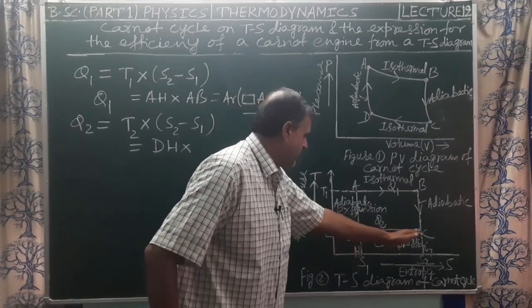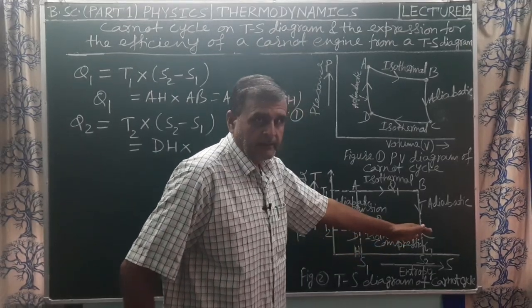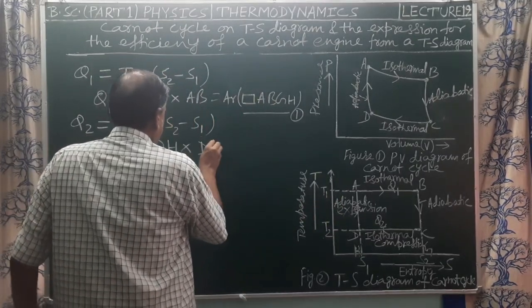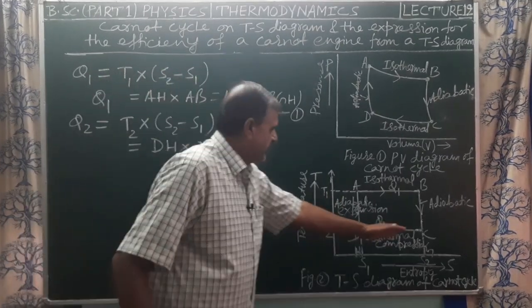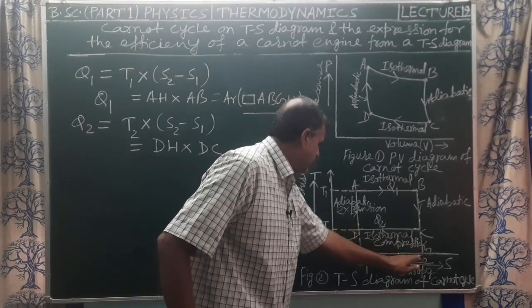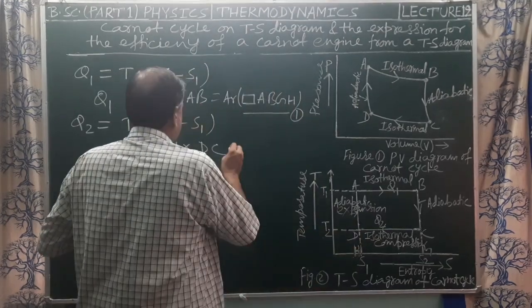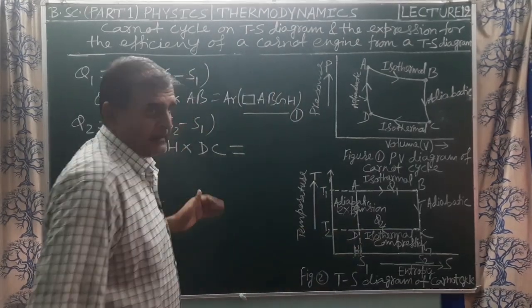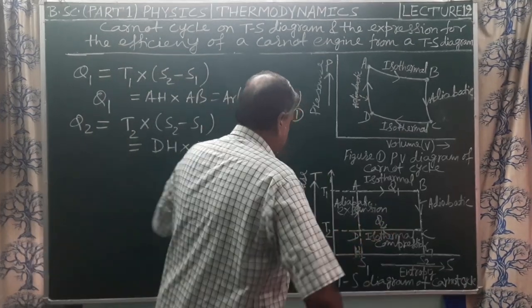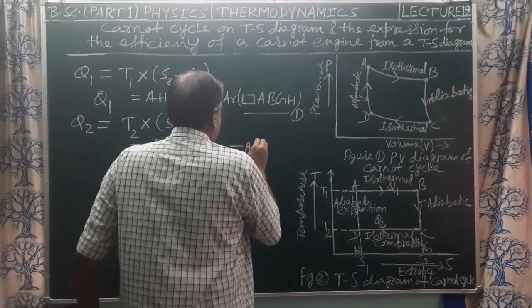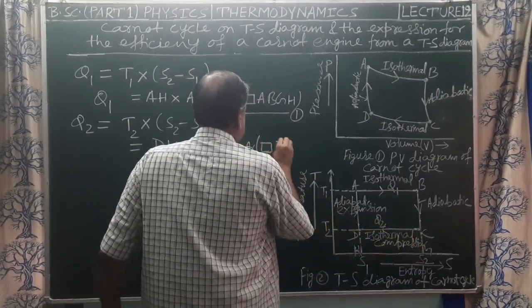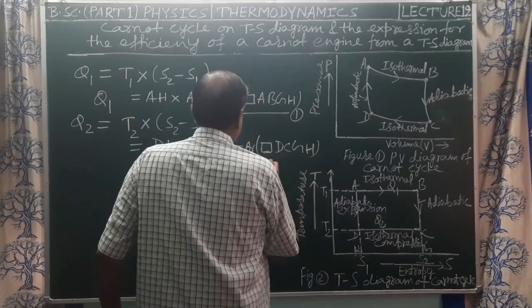S2 minus S1 in this case is represented by DC. So DH multiplied by DC is the area of the rectangle DCGH. We know the formula of a rectangle, length into breadth. So DH multiplied by DC is the area of the rectangle DCGH. Suppose it is equation number 2.